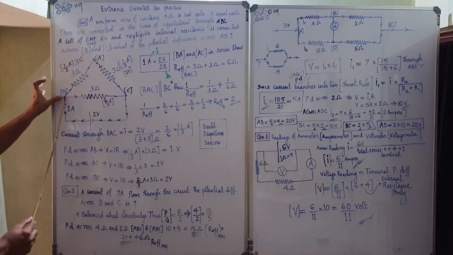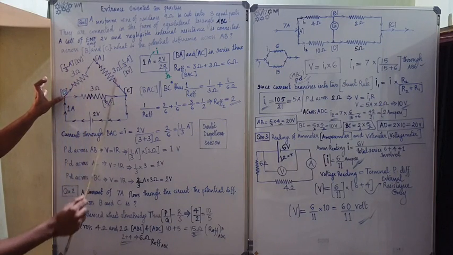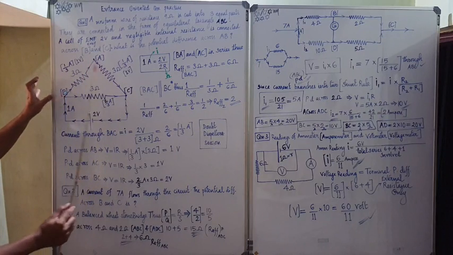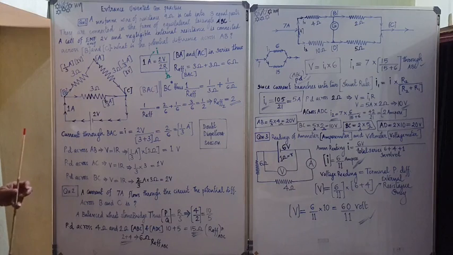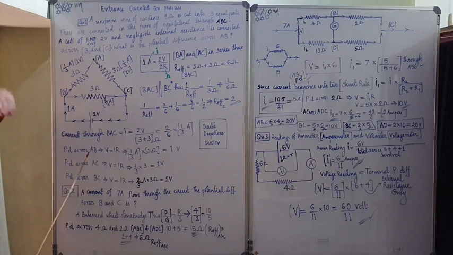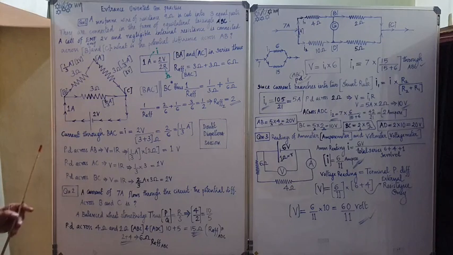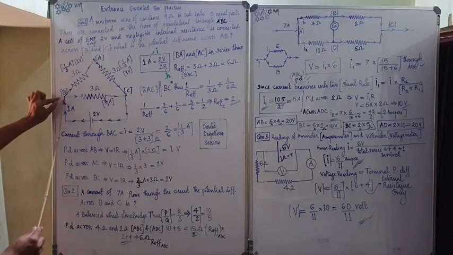When this current comes over here at the junction, by Kirchhoff's junction rule, we know this current will split up into 2 parts. One part will go through the BAC section, the other part will go through the BC section, isn't it? So how will you find out the current through this section and this section? That's the essence we have. You have to know the current through BAC.